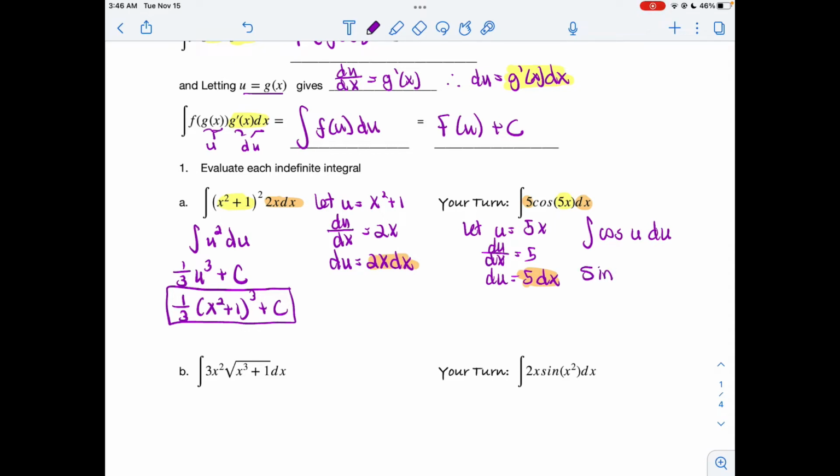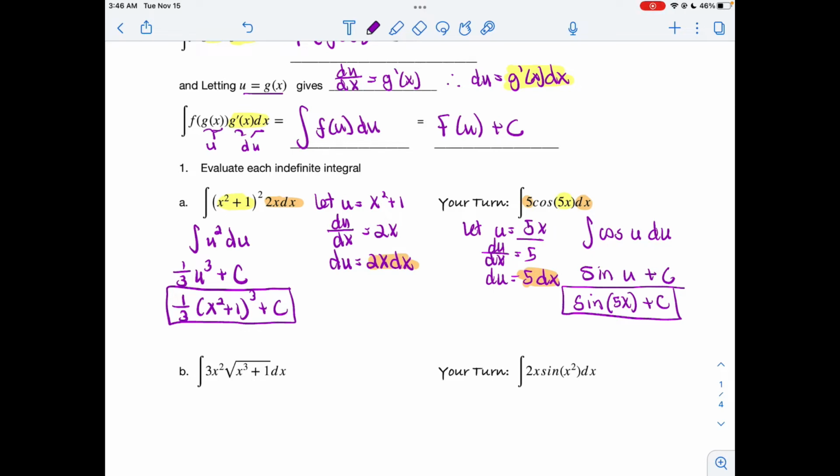Integrating that, the integral of cosine, remember, is sine of u plus c, and then go back to my original variable, replacing the u with 5x. So my answer to this integral problem is sine of 5x plus c. All right, I'm going to do another example for you.